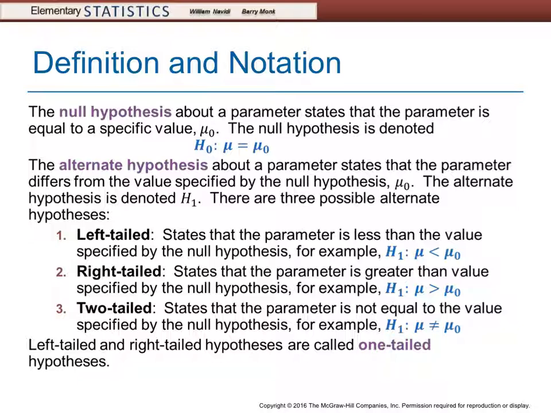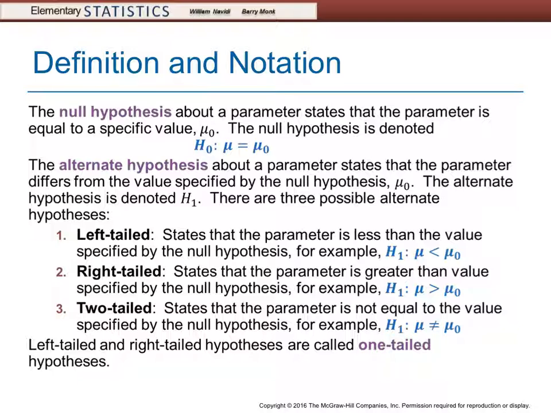The null hypothesis about a parameter states the parameter is equal to a specified value, mu naught. The null hypothesis is denoted as H naught, which then shows that mu is equal to mu naught. This is the initial condition for the population. The alternative hypothesis about a parameter states that the parameter differs from a value specified by the null hypothesis, mu naught. The alternative hypothesis is denoted H1.